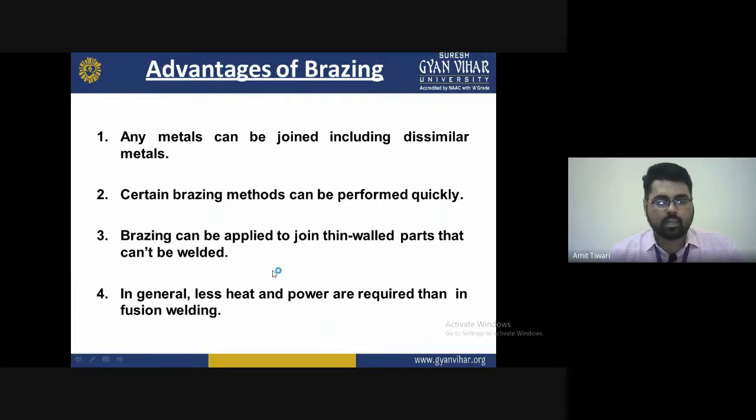Fourth, in general, less heat and power are required than in fusion welding. So these are some advantages of brazing. If you are doing brazing, keep these advantages in mind. It will help you perform the operation at a very low investment cost.